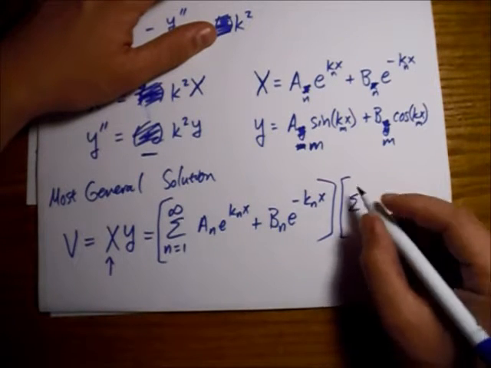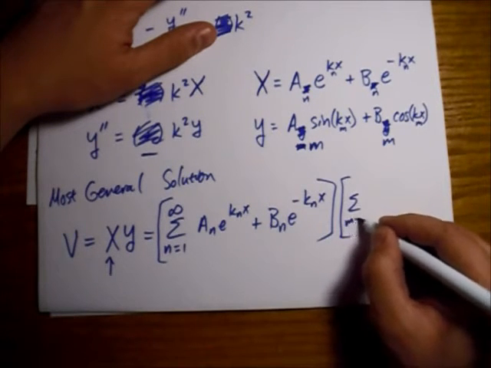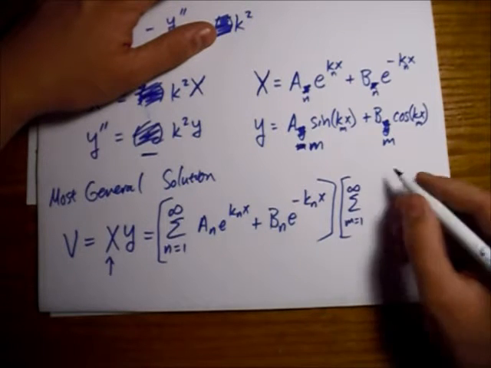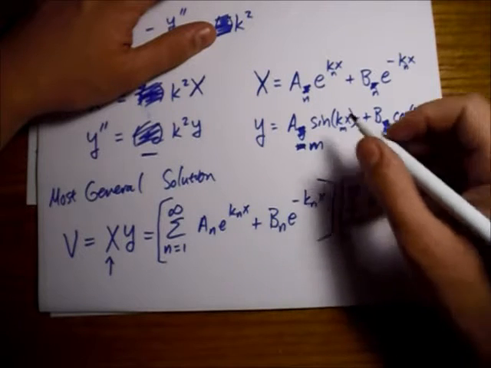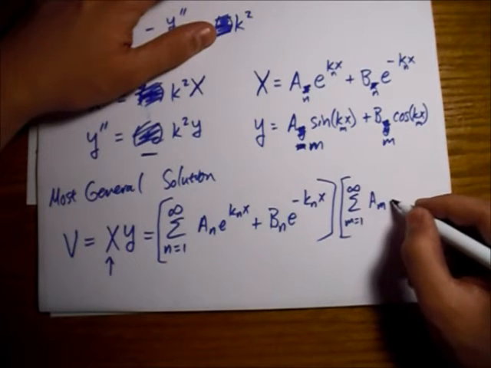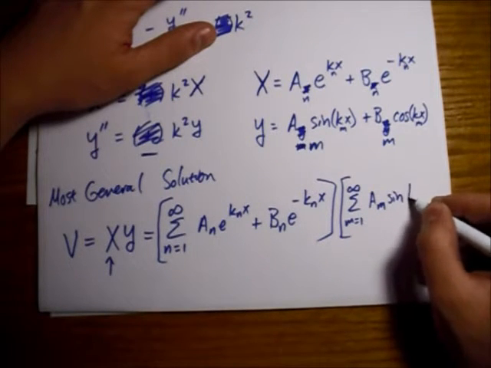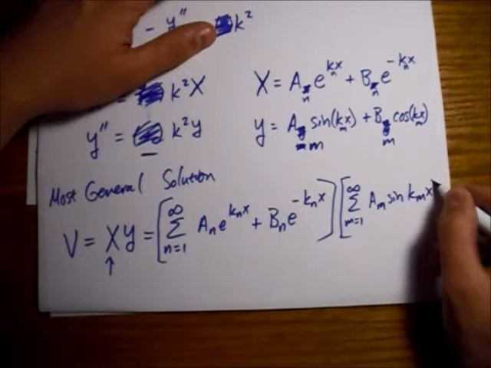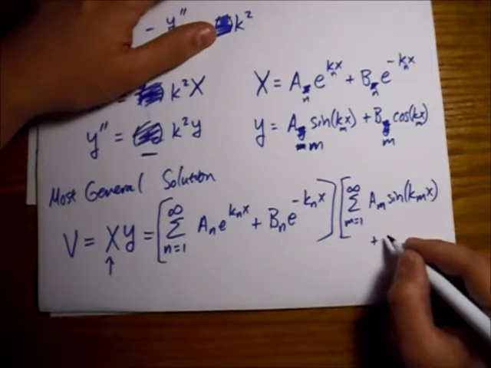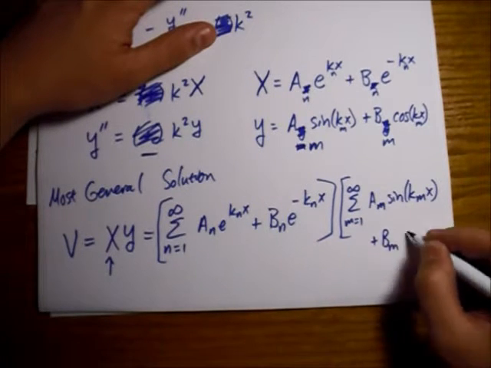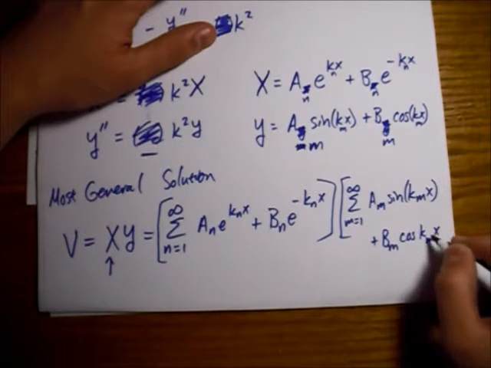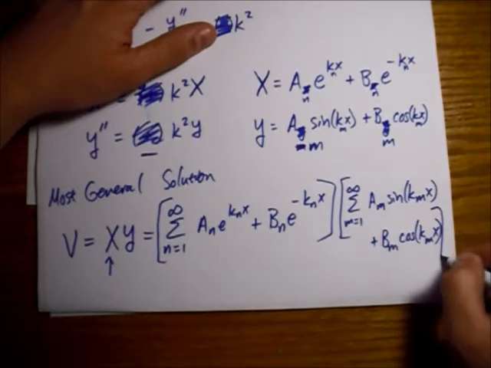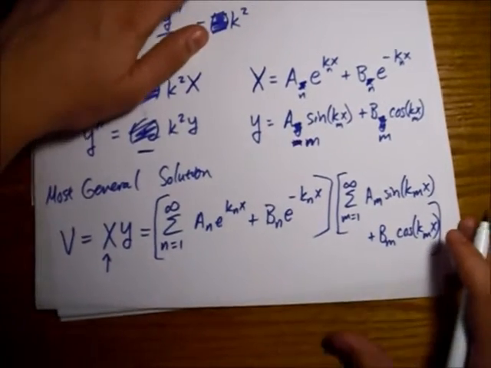And the y function is similar. This time I'm going to use m, and now we have an A_m. These coefficients can be different, right? So we're keeping this completely general. A_m sine of k_m y plus B_m cosine of k_m y. And then I'll draw my little bracket out there. Okay.